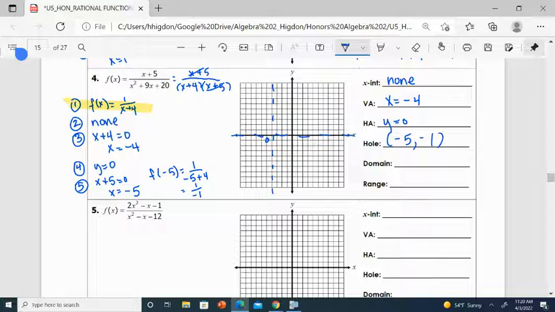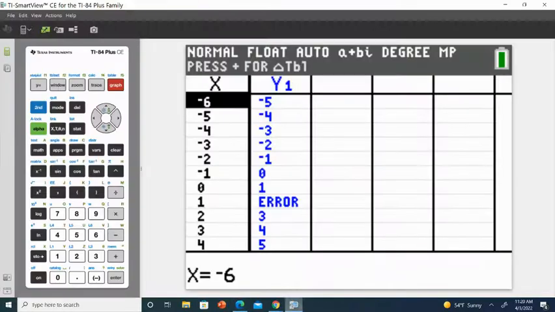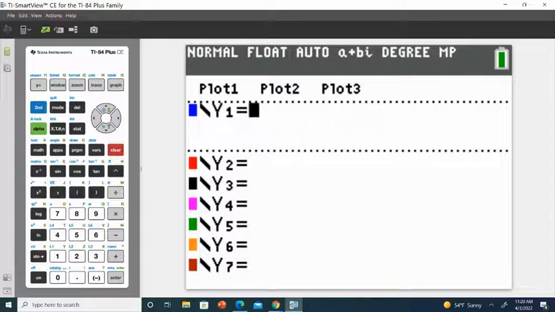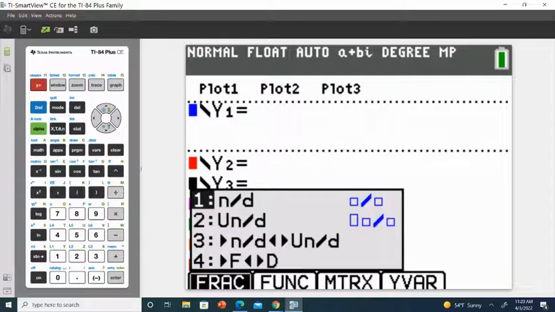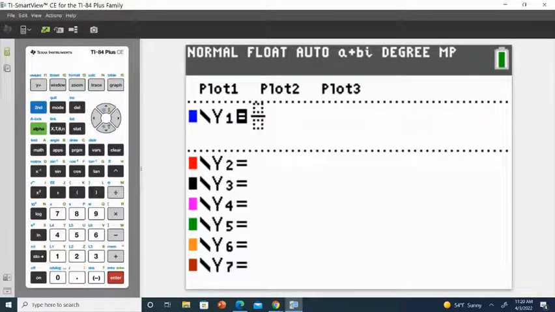Now, to graph this, I don't even really need to graph it. Because my hole is down here, I know that one branch is on the bottom left, the other branch is going to be on the right. Let's go ahead and look at it. Y equals, clear this one out, fraction. We've got x plus 5 in the top, and x squared plus 9x plus 20 in the bottom, and then I'm going to hit graph.